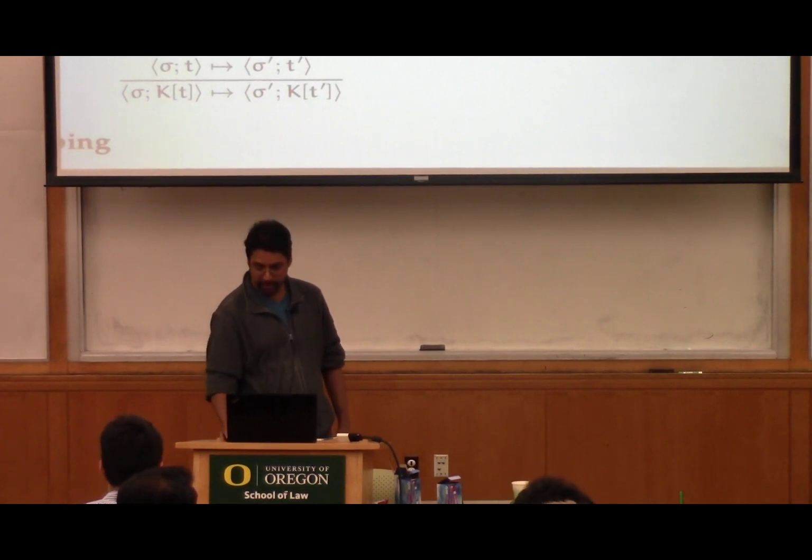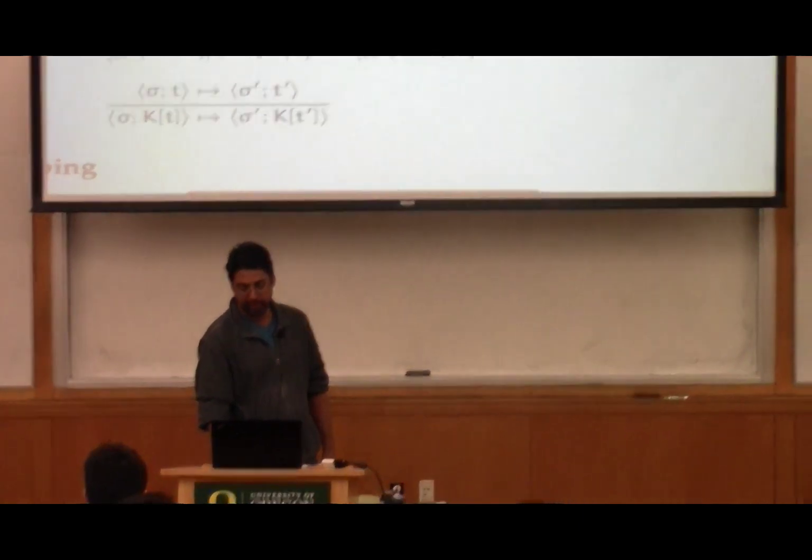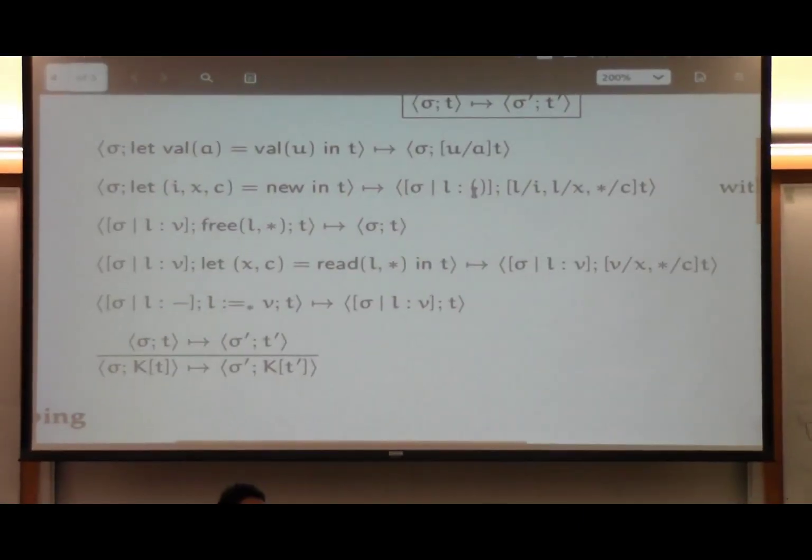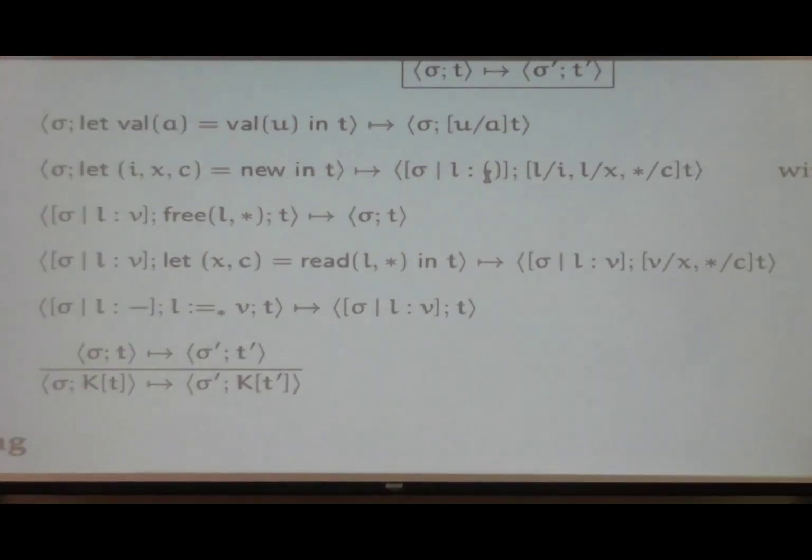Okay. So to repeat, when we allocate a new pointer, we're extending the store here. So this notation with the square brackets, you can think of as: here is a store sigma, and I'm extending that finite function with a new location. And free is actually going to do exactly the opposite.